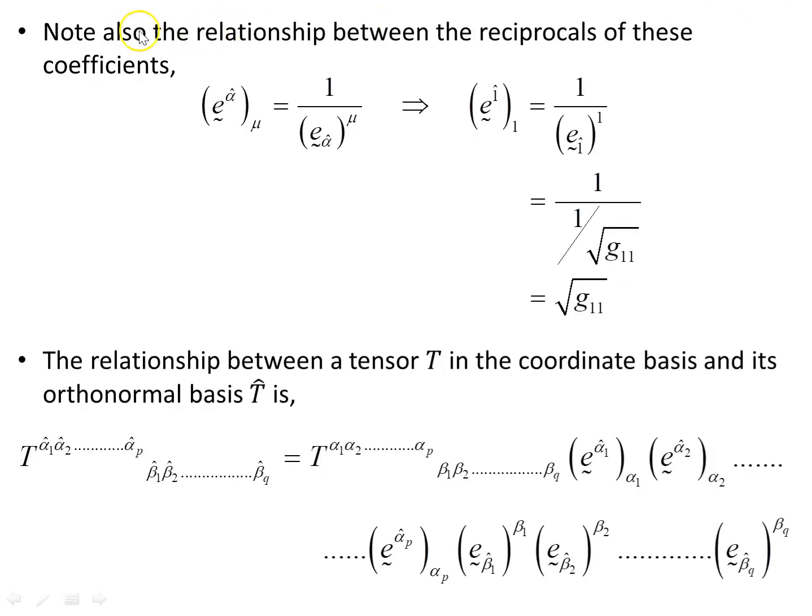Next, note also the relationship between the reciprocals of these coefficients. If you now have the alpha hat up here and the coordinate component down here, then this is the same as 1 over it. They're just reciprocals of each other. So for E upper 1 hat 1, the first component of the orthonormal basis, you have 1 over this object here. That's 1 over the square root of G11, which is just the square root of G11. So it just depends on what you're in.